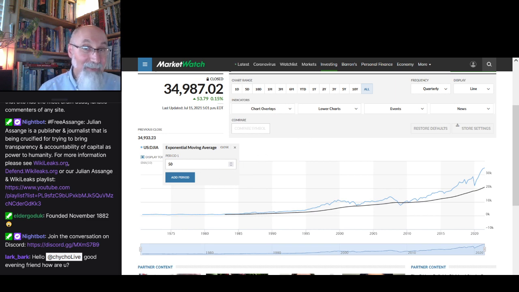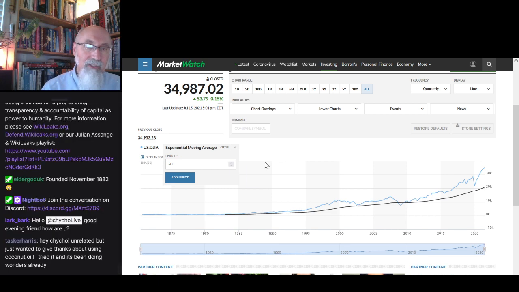Now this is the exponential moving average. Remember, it's weighing more towards the recent price of the stock, or the market. By the way, you can close this by just clicking close. See that? Edit, open it up, change your day, and then close.